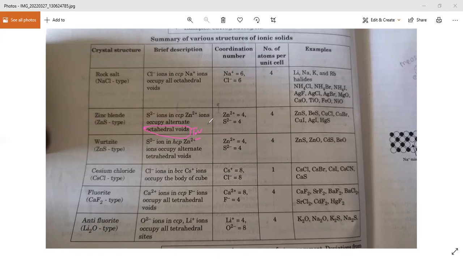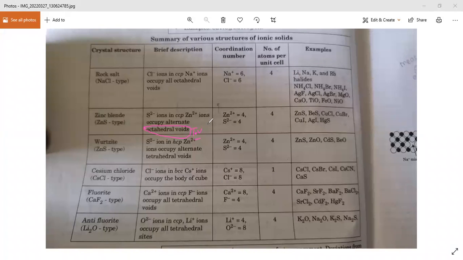Okay. So it is most commonly shown in the case of ZnS, ZnO, CdS, BeO. ZnS structure is shown in the case of ZnS, BeS, CuCl, CuBr, CuI, AgI, and HgS. These are the most common crystal structures which show the zinc blende structure.